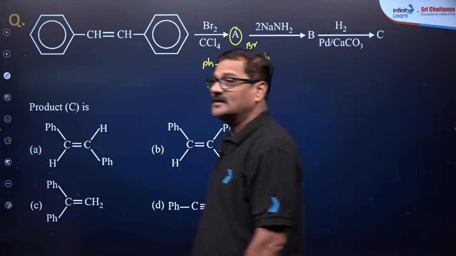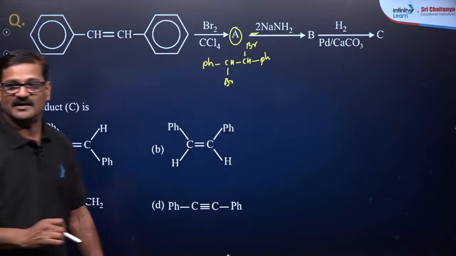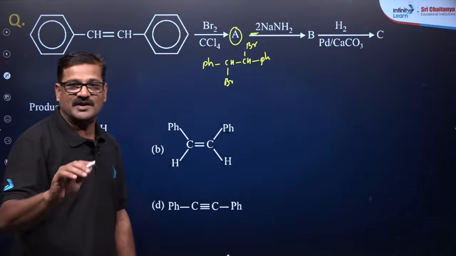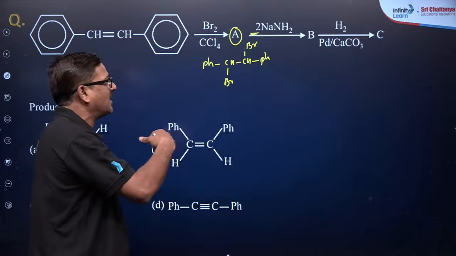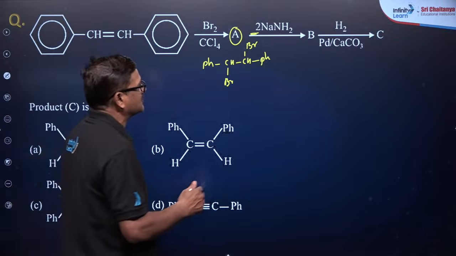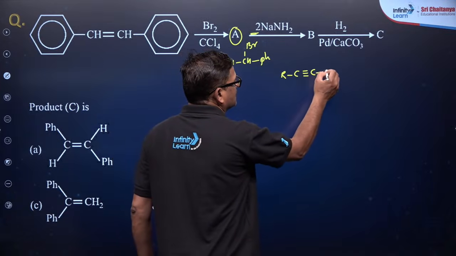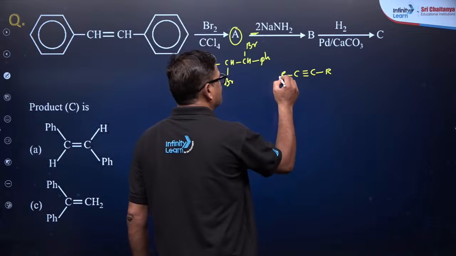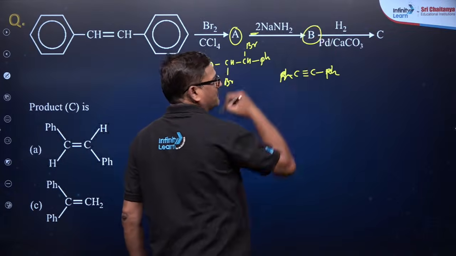Are you getting or not? Now if it is treated with 2 moles of NaNH2, NaNH2 is a base. So this base is going to dehydrohalogenate 2 times, double dehydrohalogenation takes place. So you are going to get an alkyne as a product. So this is going to be Ph, and this is going to be Ph. Now this is the B.